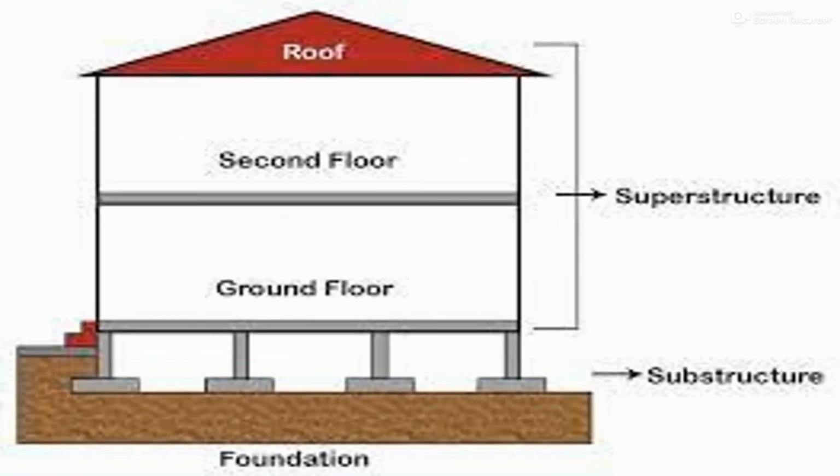Superstructure is the structure which is above the ground level. So if this is the ground level, the structure which is above the ground level is known as the superstructure, and the structure which is below the ground level is known as the substructure. Which means from the ground floor, first floor, second floor, third floor till the roof, it is superstructure, and the structure below the ground level like foundation is the substructure.